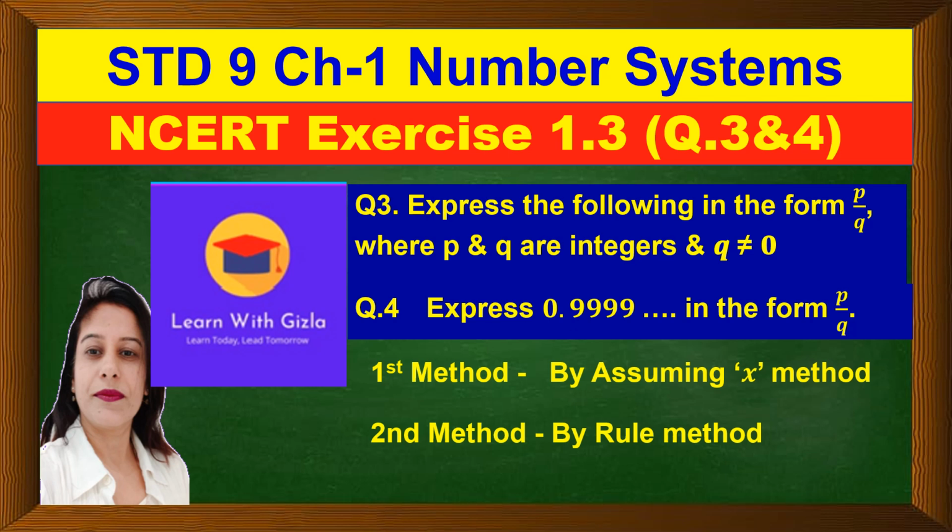Now there are two methods of converting them. First is by assuming the X method, and second method is by the rule method.